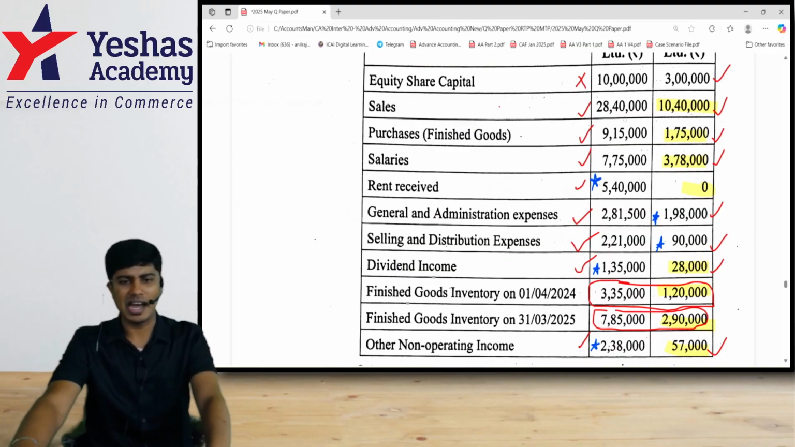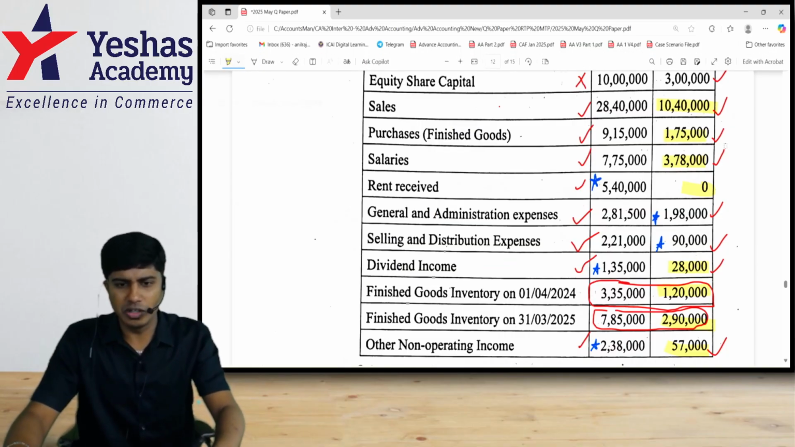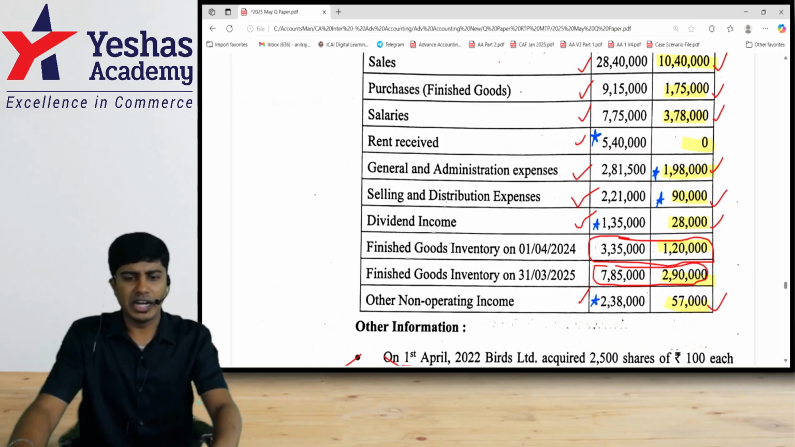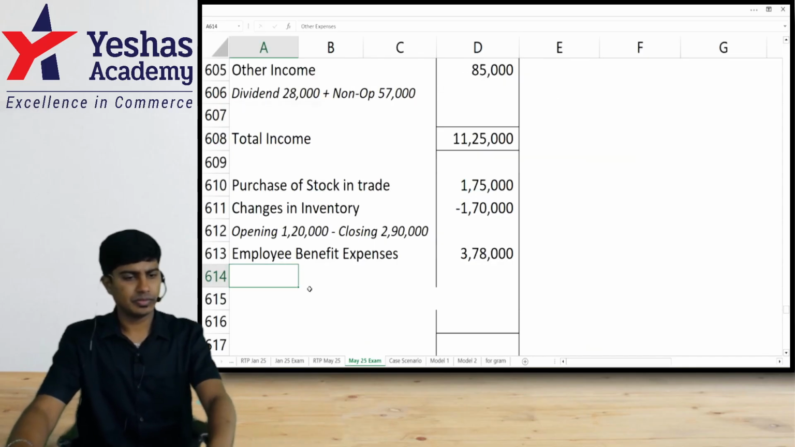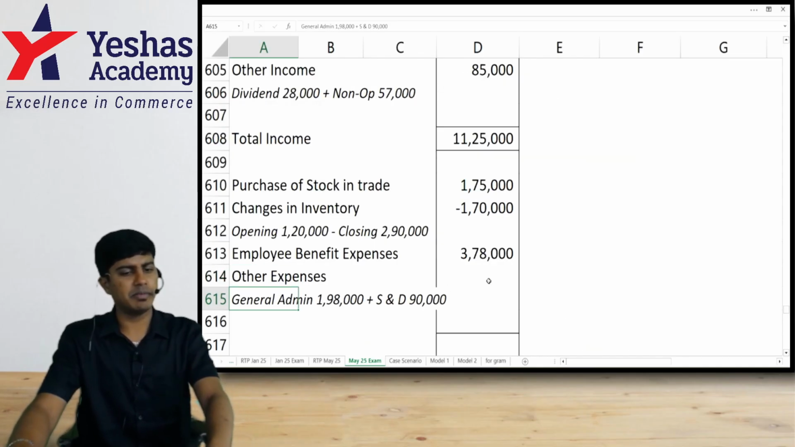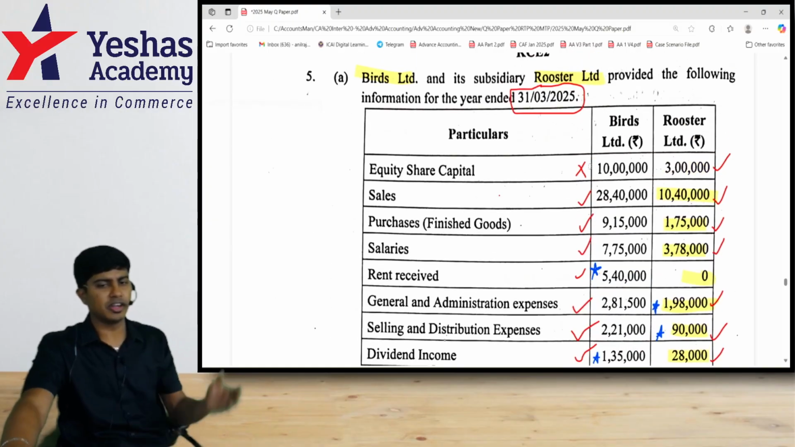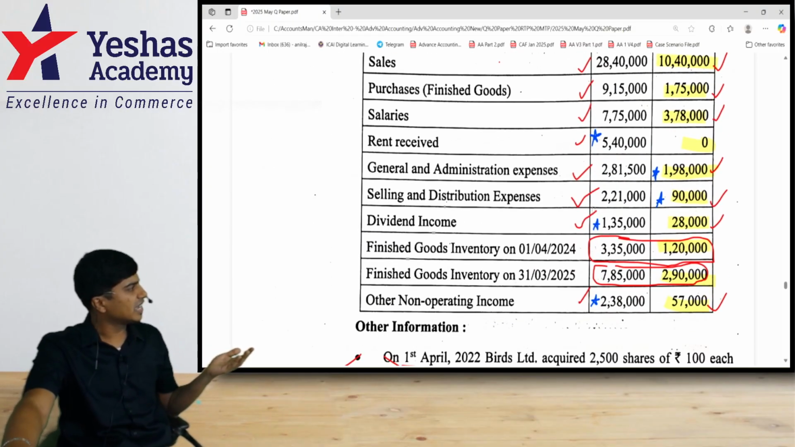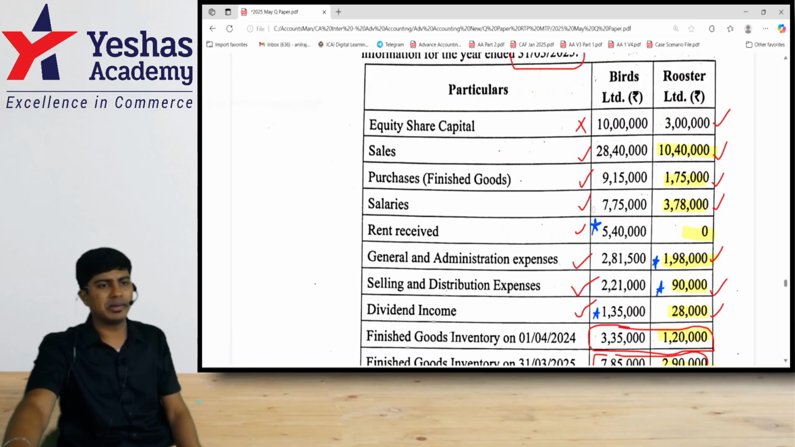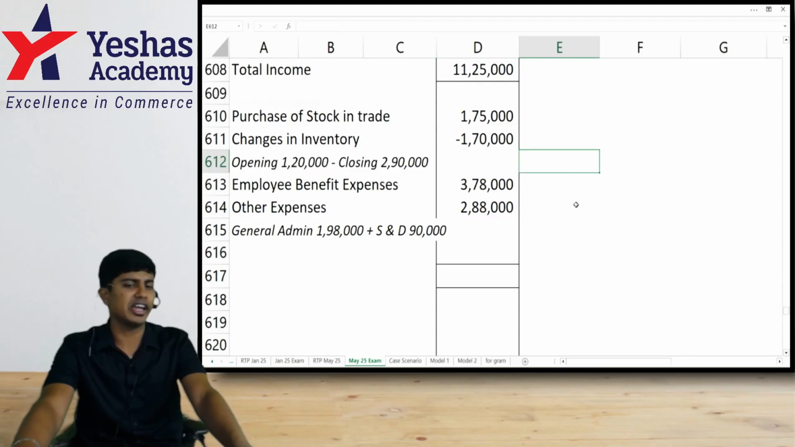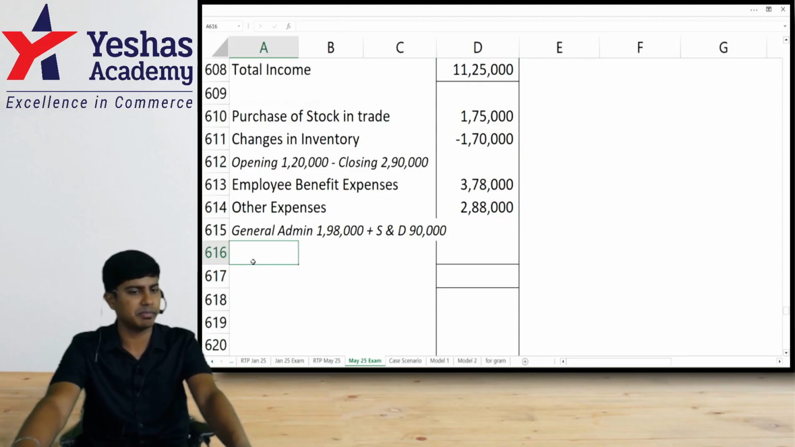Next, last item, other expenses. What items are to be ignored? See, capital is ignored. What is there at the beginning? Then we have general administration expense 198, selling and distribution expense 90. Other expenses 198 plus 90, 288. Everything is done. If you observe the subsidiary column, everything is marked in yellow except the first one. What is it? Share capital. Share capital will not come in PL. Take the total of expenses: 175 minus 170 plus 378 plus 288.